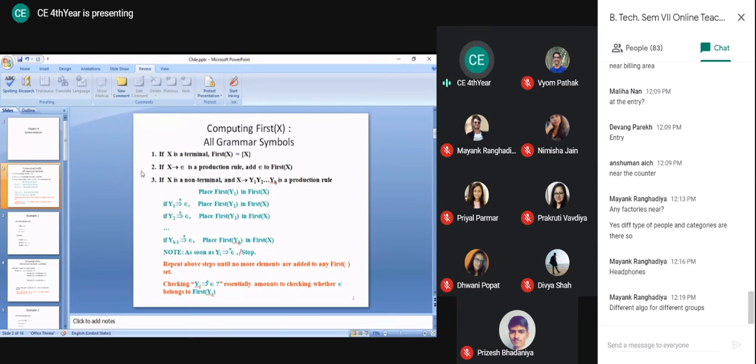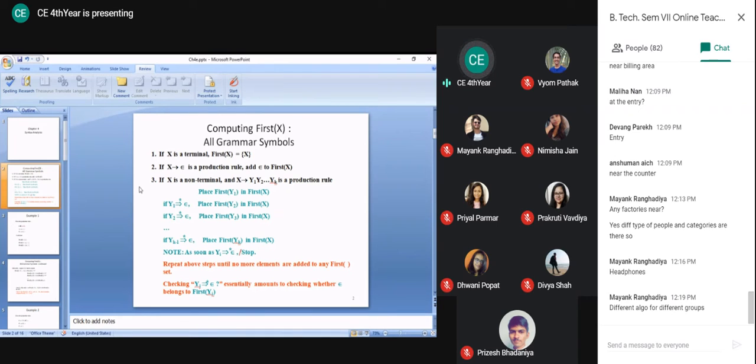If x produces null, then we'll add the null into first of x. Here x is a non-terminal. The third rule, which is the most crucial rule, is: if x is a non-terminal and x has a production y1, y2 up to yk.